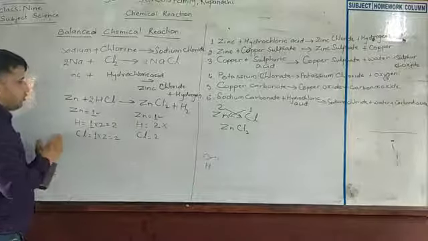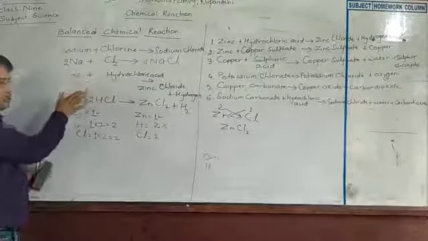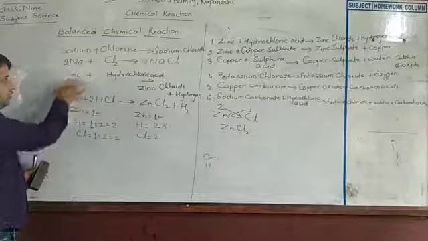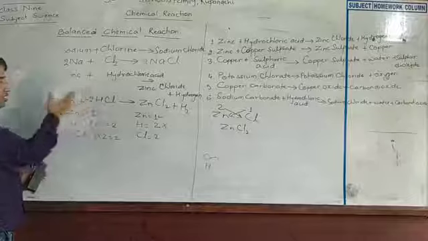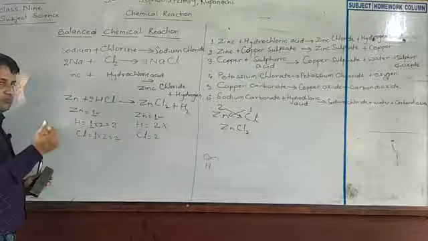Is it clear? So first write the word equation correctly, then convert it into a formula equation, then count the number of atoms, then balance the atom whose number is more.